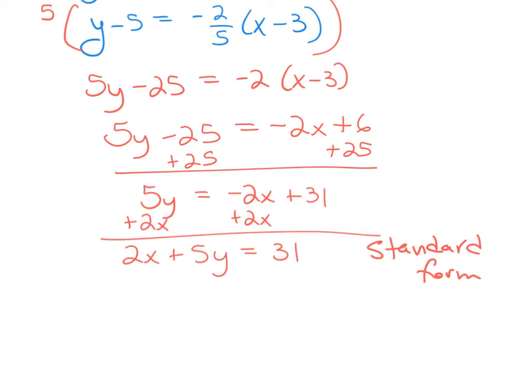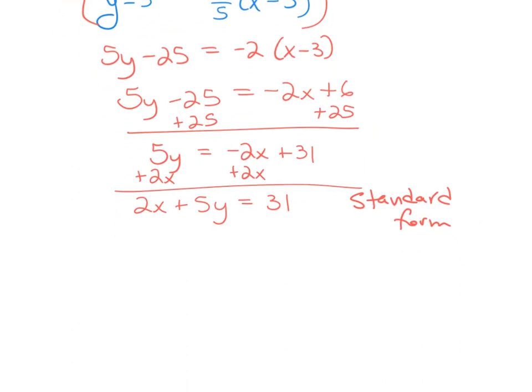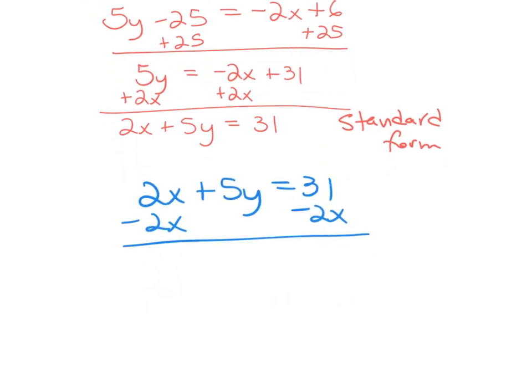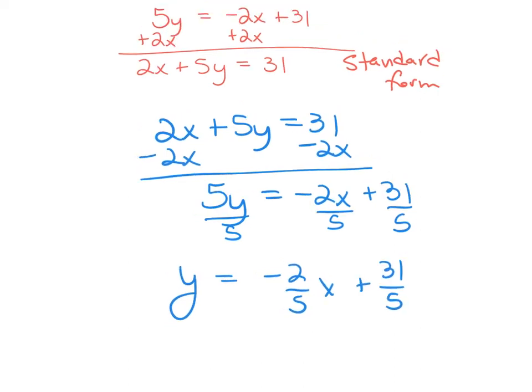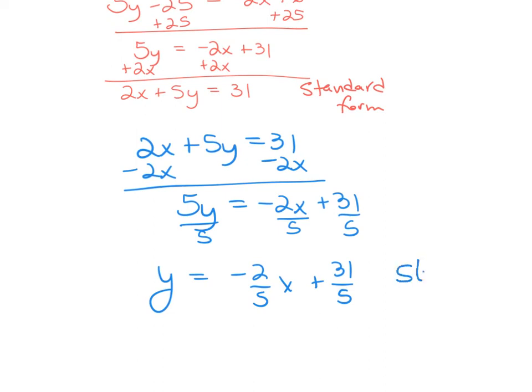If it says slope intercept, that's y equals mx plus b. So take the standard form, move the x away from the y. 5y equals negative 2x plus 31. And now divide everything by 5. So y is equal to negative 2 over 5 x plus 31 over 5. And this is slope-intercept.